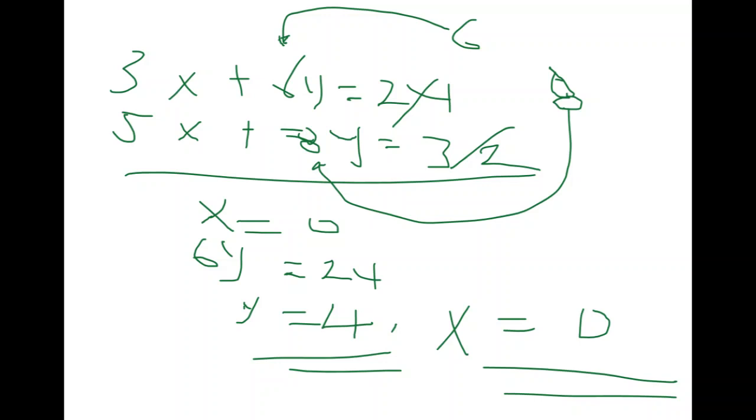Let's take another question for clarity. In the second question, let's say you have 3x plus 6y equal to 24, and 5x plus 8y equal to 32, for instance.